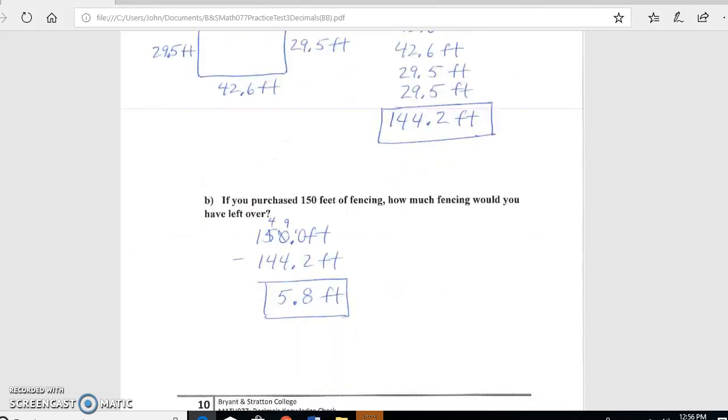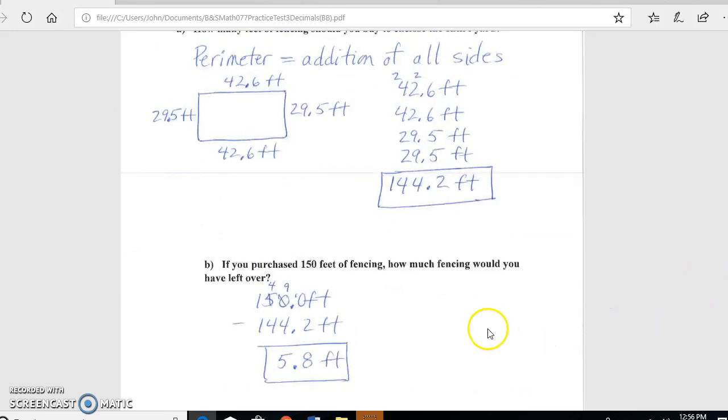And then on letter B, we are told if you purchased 150 feet of fencing, how much would you have left over? So if we purchase 150 feet and we only needed 144 2/10, we would subtract to find out how much is left over. When we do this subtraction, we want to make sure we set up our decimal points in a vertical line. We start with the digit to the far right and 2 from 0. We can't subtract that. We need to borrow.